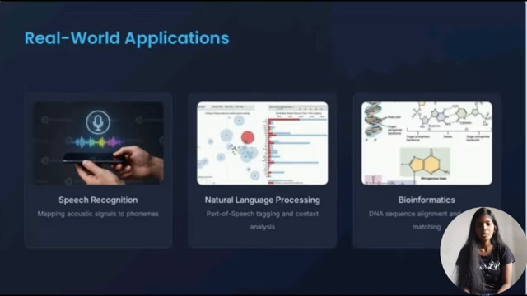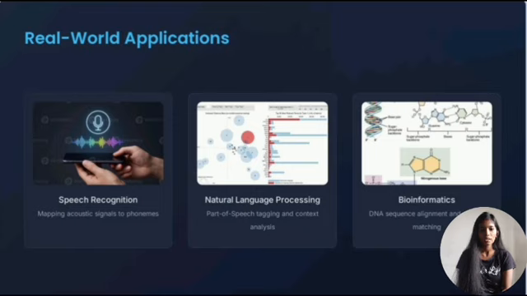To wrap up, let's look at why we care about this. The application of HMMs extends far beyond guessing the weather. They are a foundation of modern technology. In bioinformatics, HMMs are heavily used for DNA sequencing and finding specific genes within a DNA sequence. In natural language processing, they are used for part of speech tagging, helping machines understand if a word is a noun or a verb based on the context of the sentence.